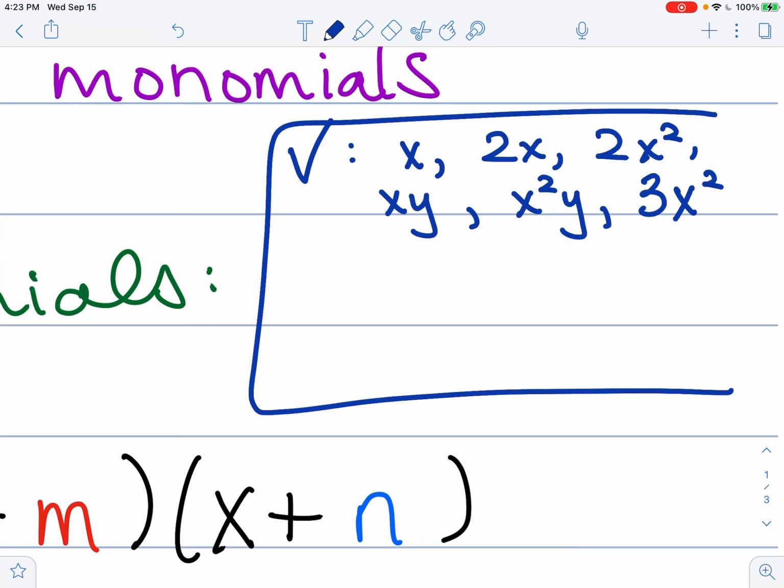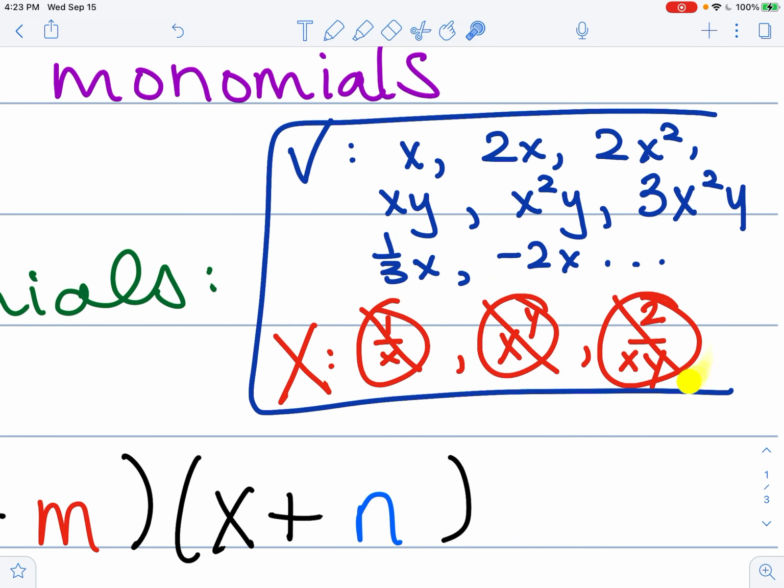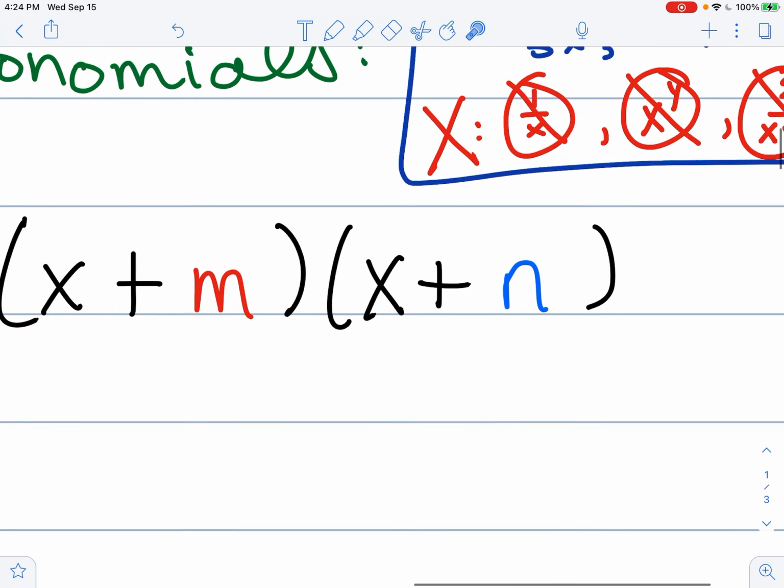What it cannot be is something with a variable in the denominator, okay? This cannot be a monomial. It cannot be something with a variable in the exponent. So like if you've got x to the y, that's not a monomial. It's also not anything with a variable in the denominator, okay? So these are examples up here where these are monomials, these are not monomials. Okay, so let's keep going.